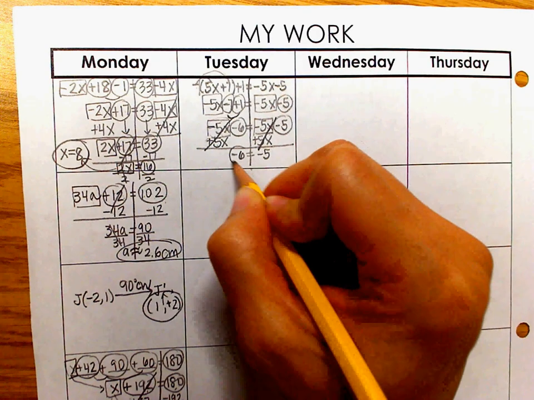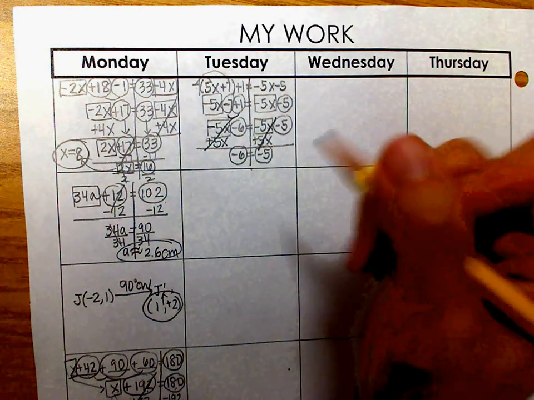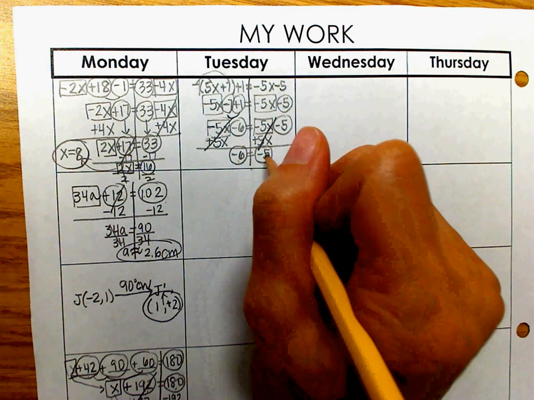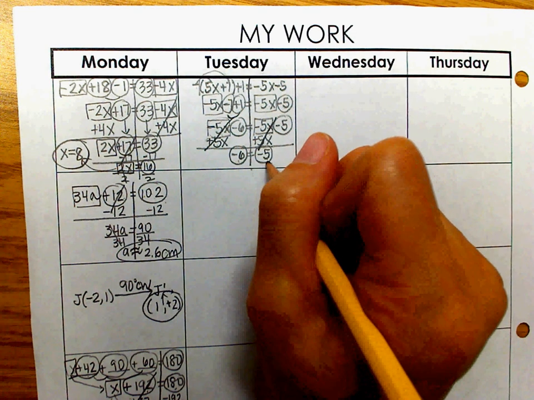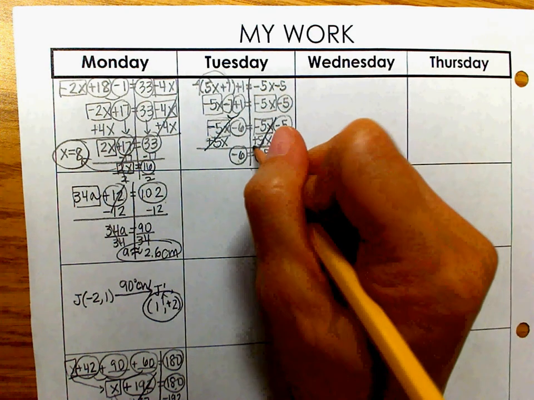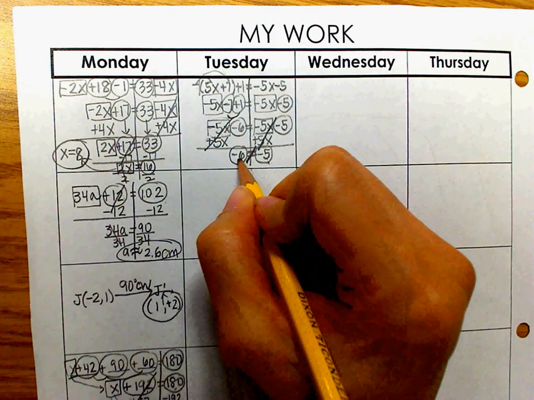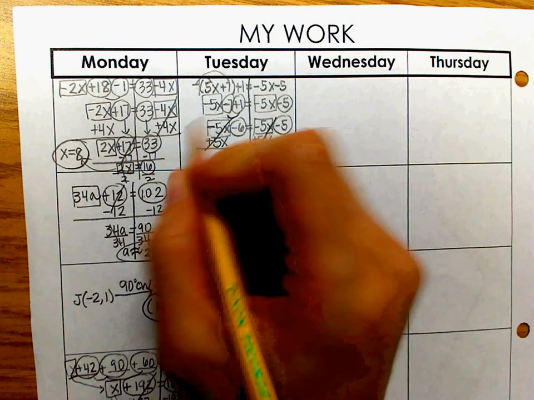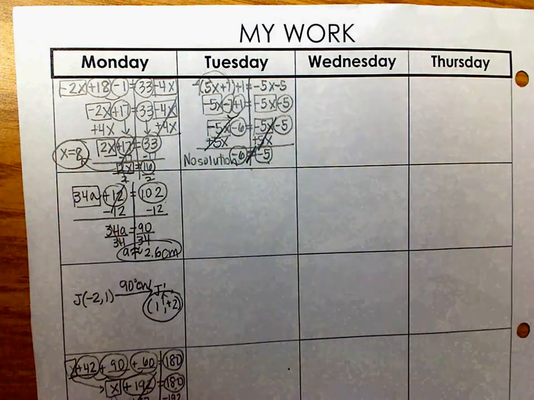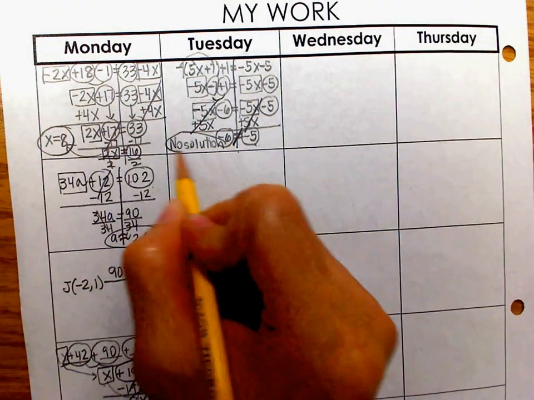So I have a constant and a constant equaling each other. Hey, this is a special case. Remember, when you have a constant equaling a constant, you have to decide if it's true or false. This is false because negative 6 is not equal to negative 5. So this is one where you have no solution. All right, so that's actually my answer: no solution.